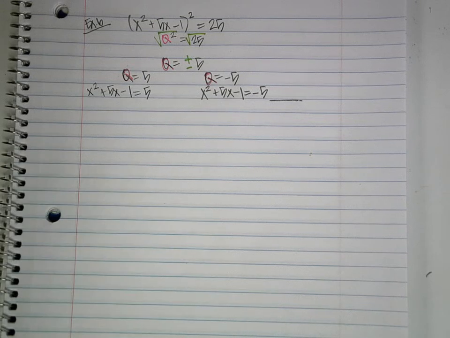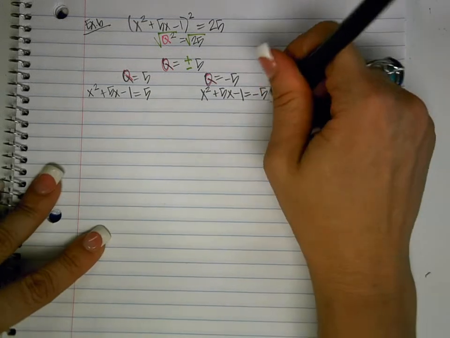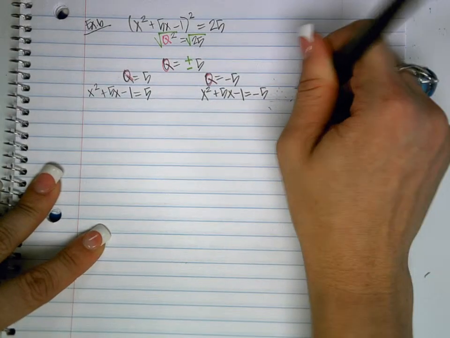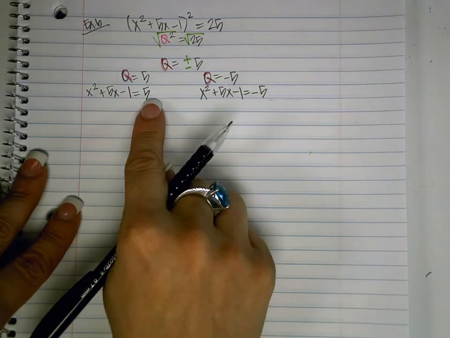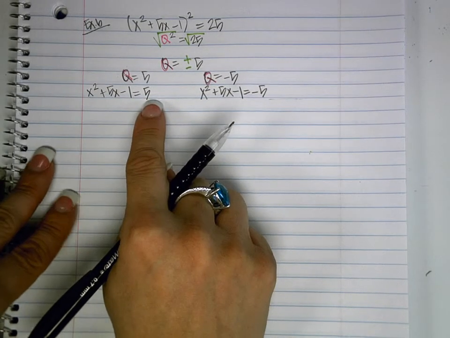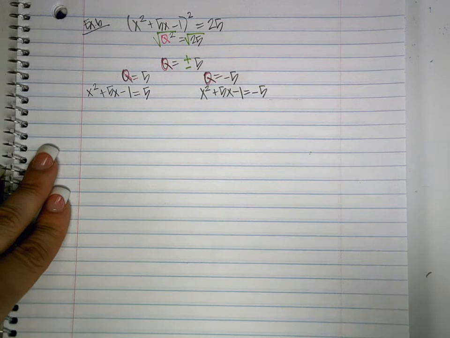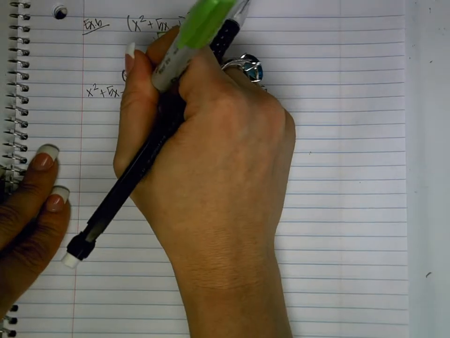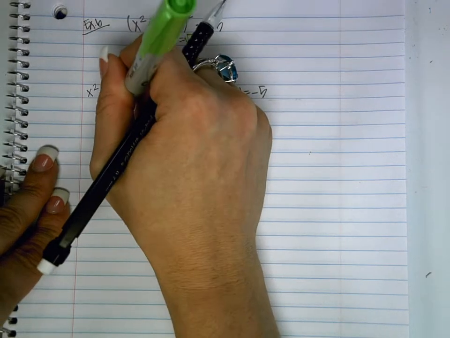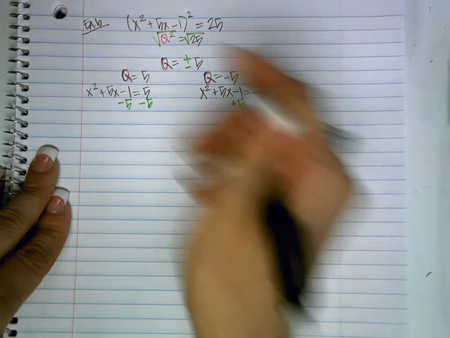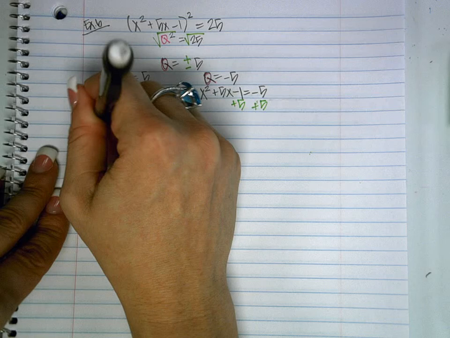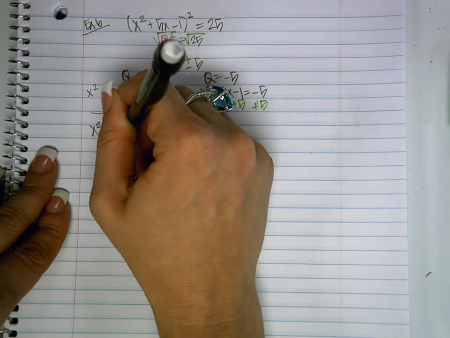Martha, what do you think is my next step? Say it again, Tori. Move the 5 over and set it to 0. Move it over and set it to 0. This is exactly what we did in our last unit, okay? So we want to set this equal to 0. So subtract the 5. On this side, you're going to add the 5. So for this side, we get x squared plus 5x minus 6 equals 0.